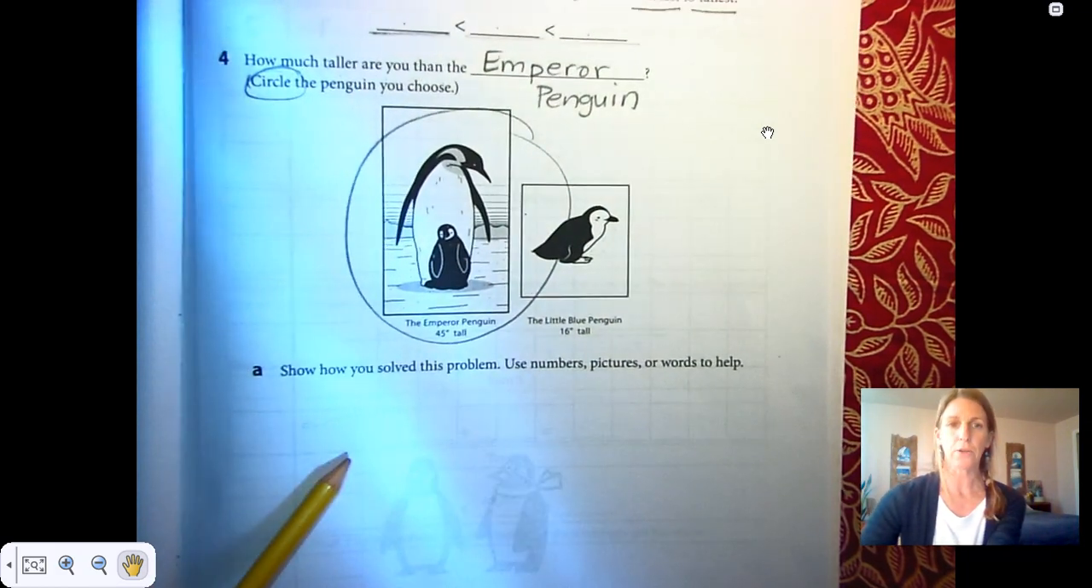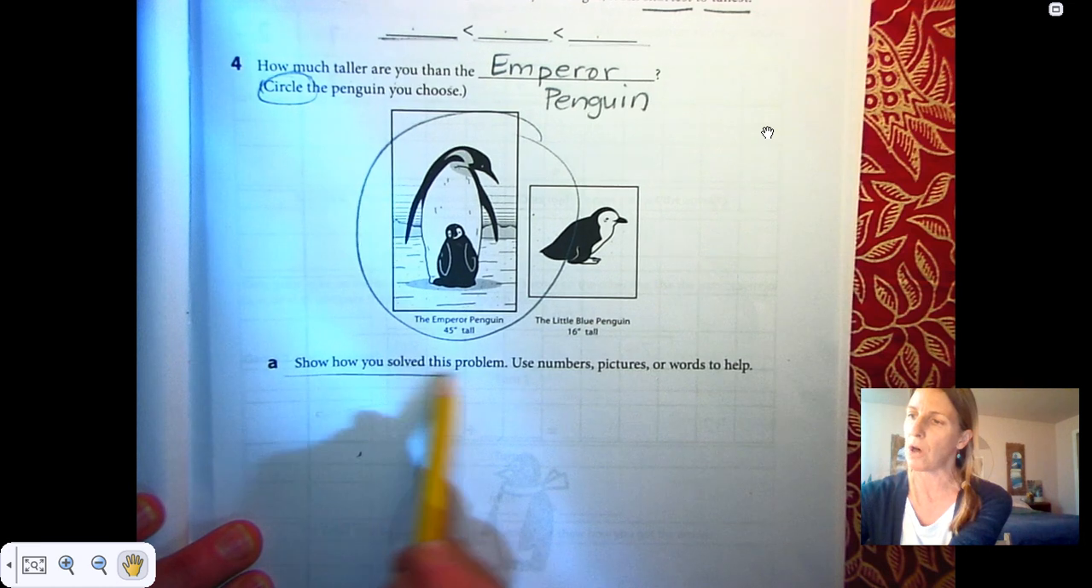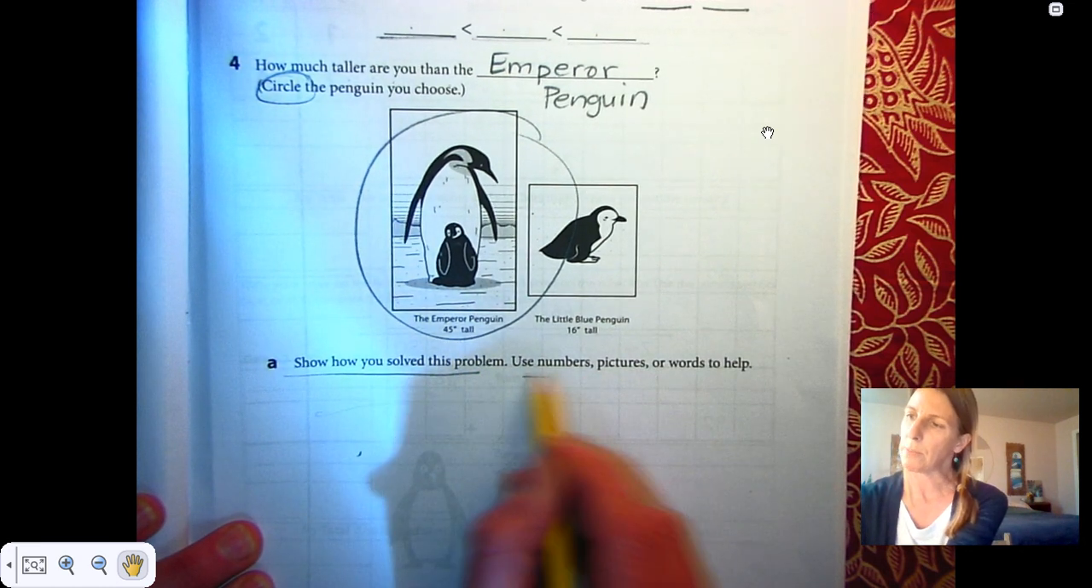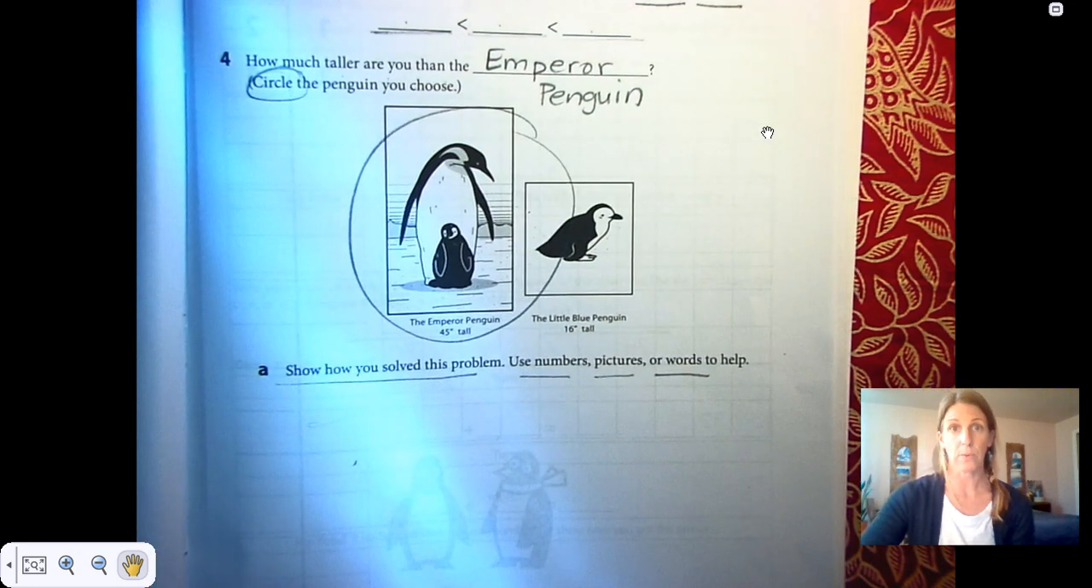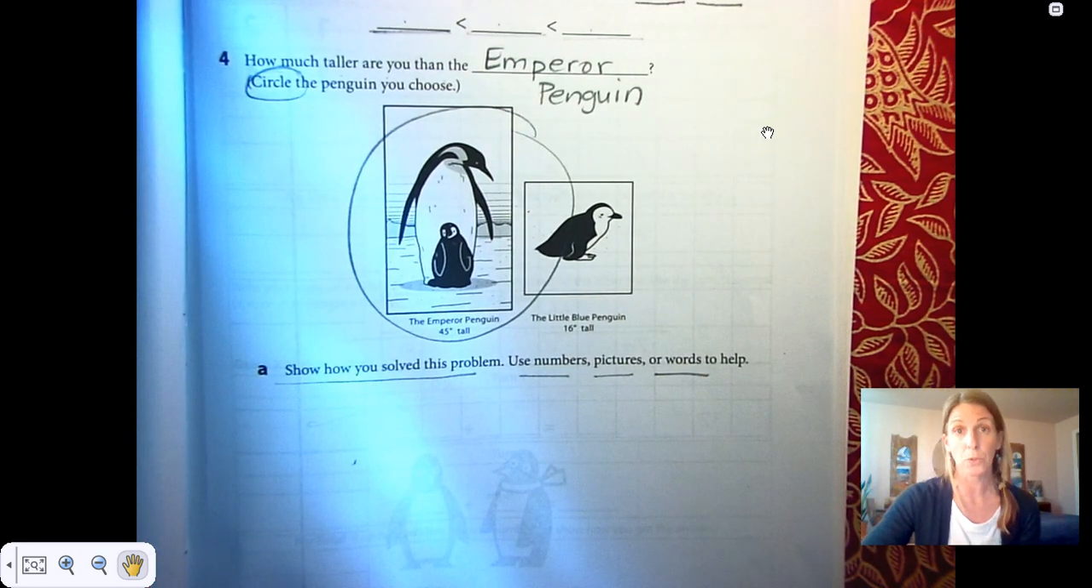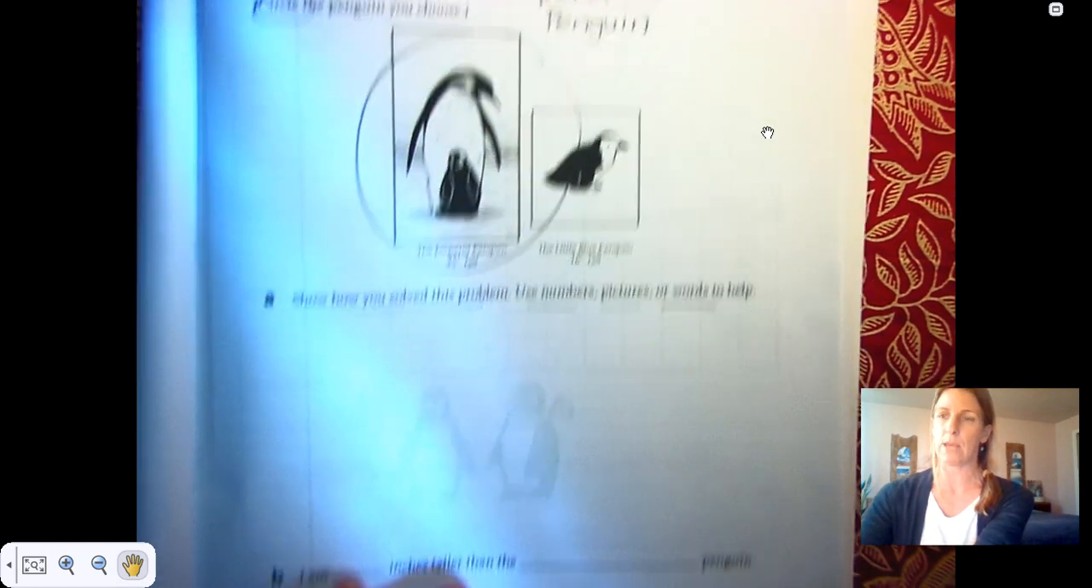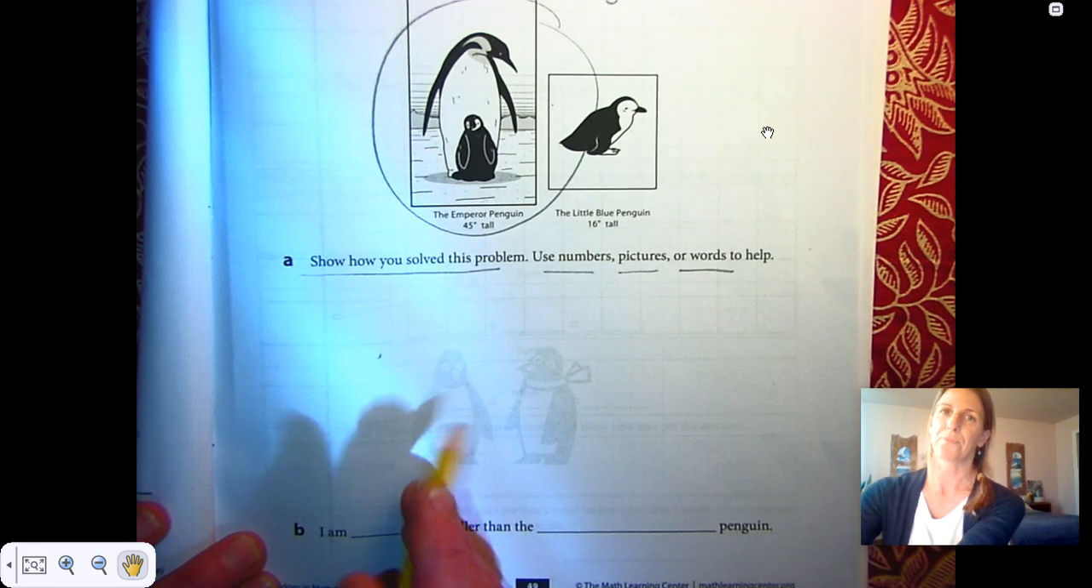But down here, you're going to show me how you solve this problem. You can use numbers, you can use pictures, and you can use words. Lots of different ways to figure it out, but I want to see your work. Miss Klein wants to see your work, and Mrs. Taylor wants to see your work. That's what this space right here is for.